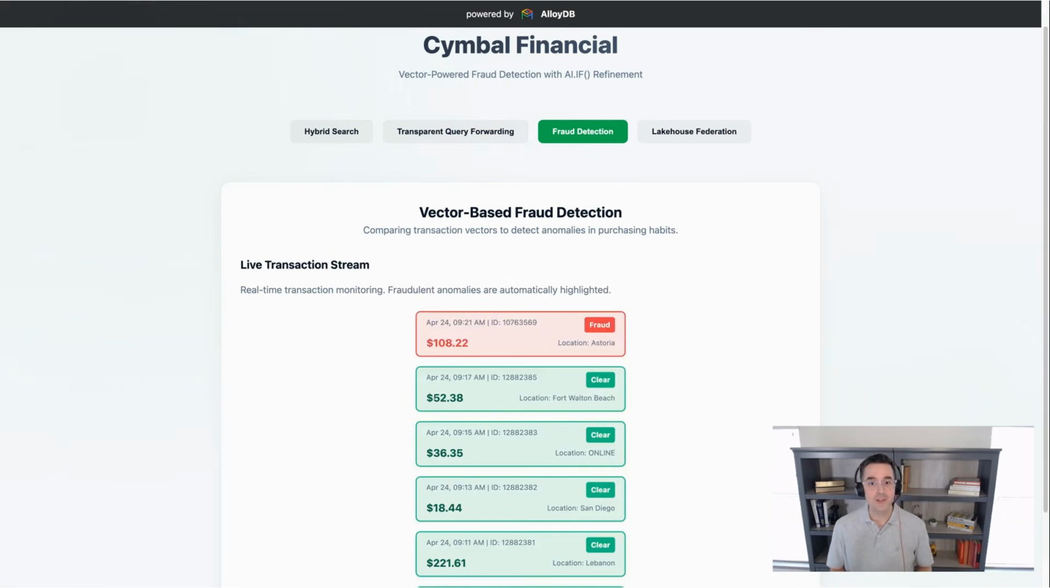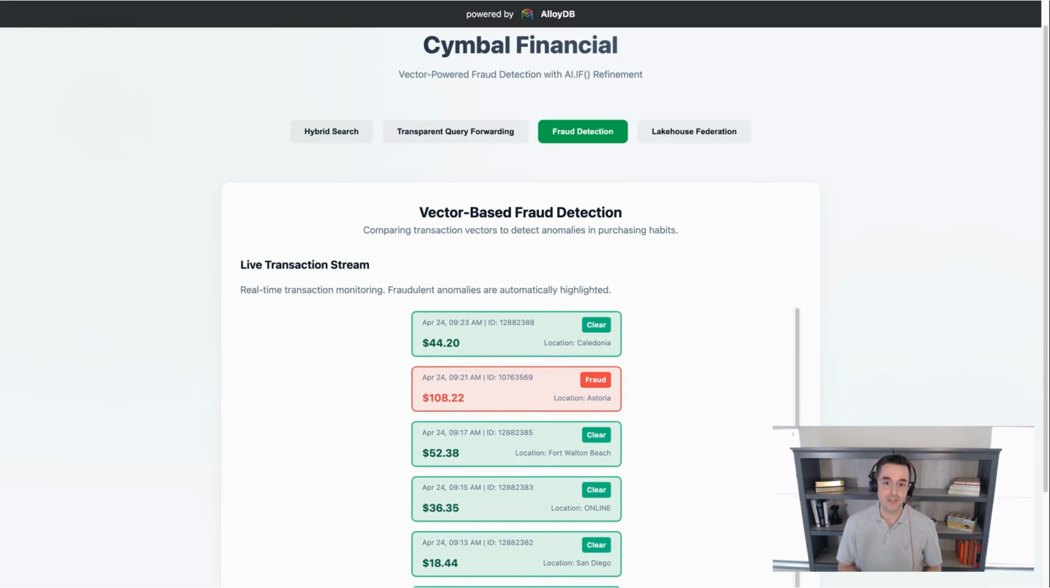With AlloyDB, you don't just get a database. You get a high-speed inference engine that protects your business in real time.